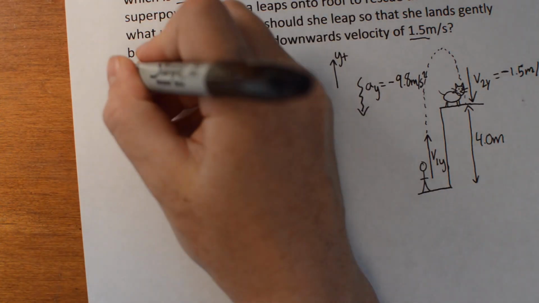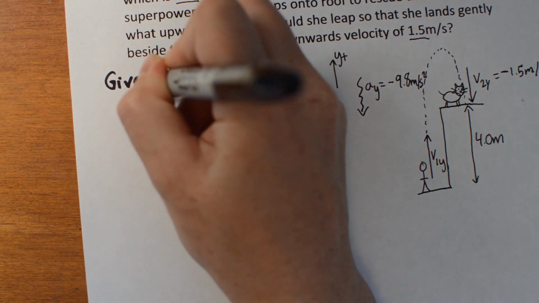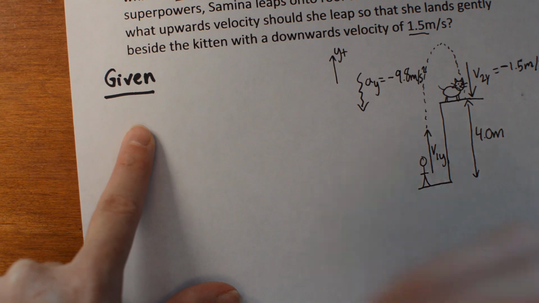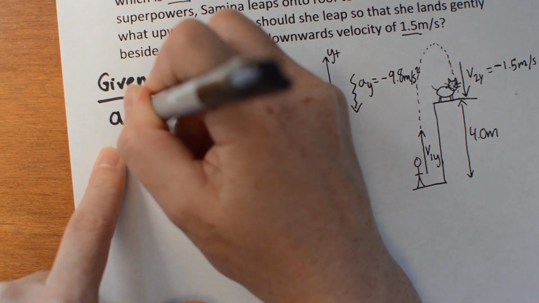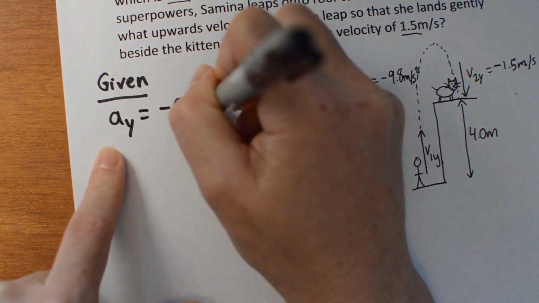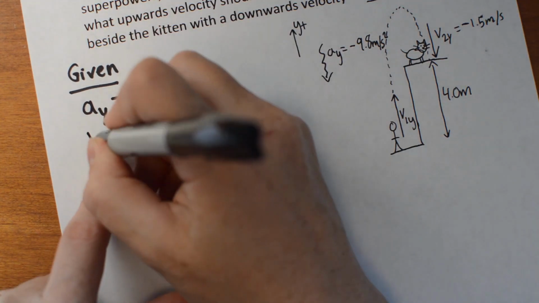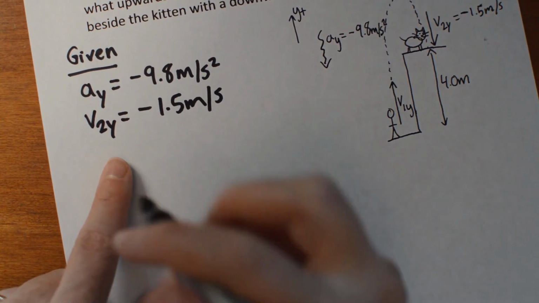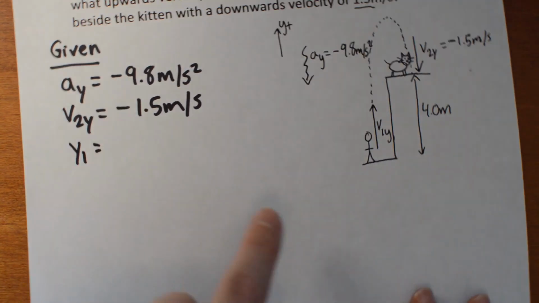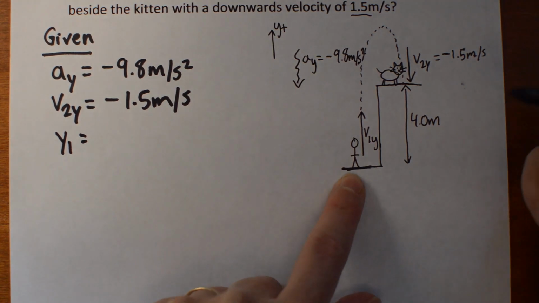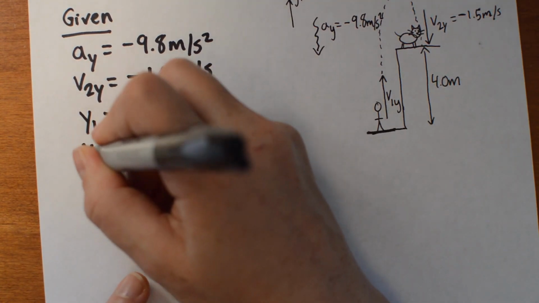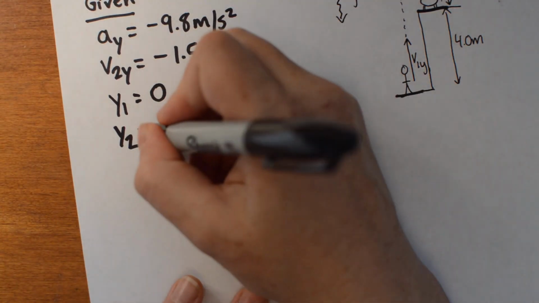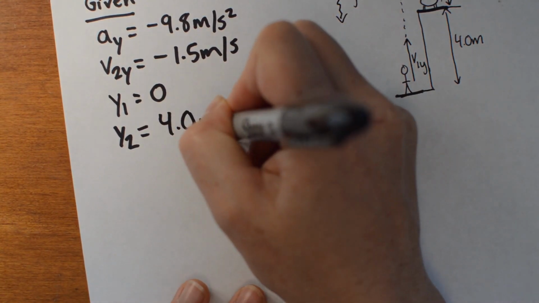The next thing you want to do is write down everything you're given because that'll help you organize what you know and see which equations you need to use. So I'll just go through each of them. I know ay, the acceleration, is negative 9.8 meters per second squared. I know v2y is negative 1.5 meters per second. I know y1, so Samina starts out on the ground, right? So her initial height is 0, and y2, she's going to end up with the cat up here. So her final height above the ground is 4.0 meters.